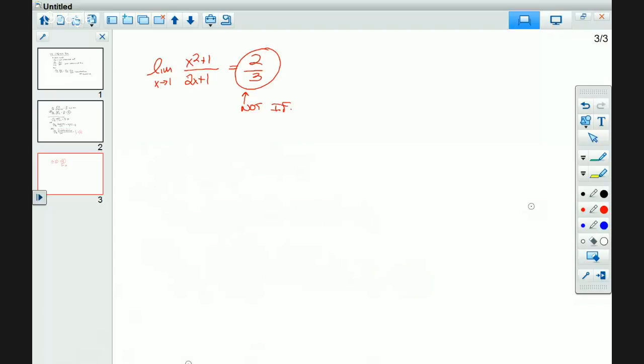If you're interested, there are several more examples in your book. Example 8 is something that pops up now and again. It's the limit as x approaches 0 of x to the power of x, and how we deal with that.